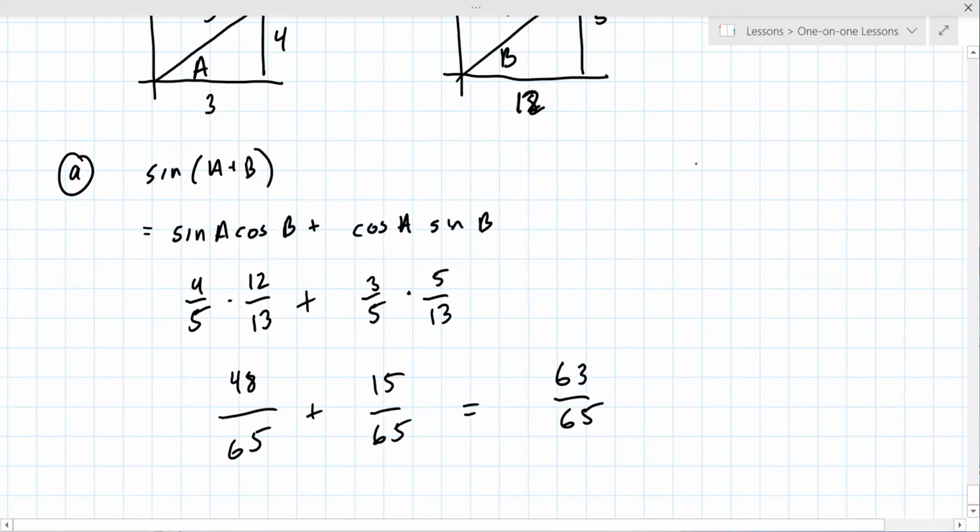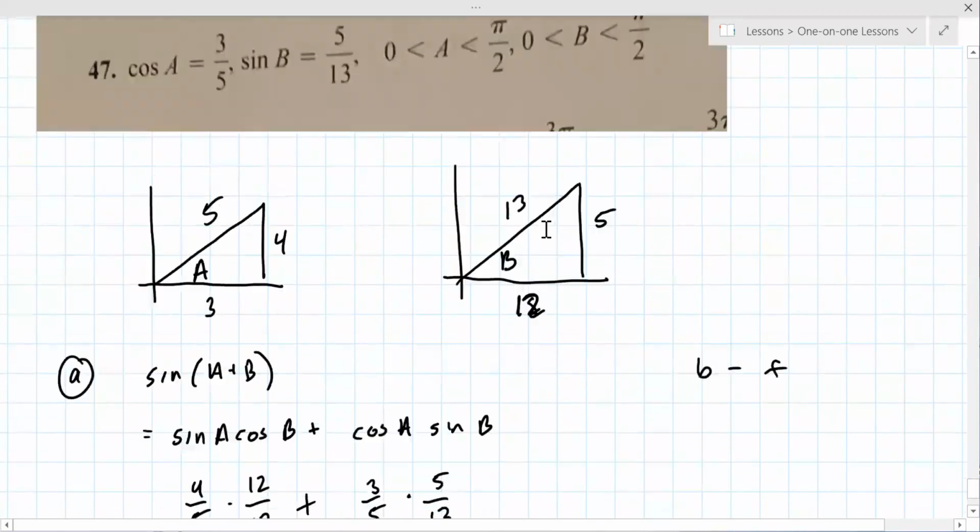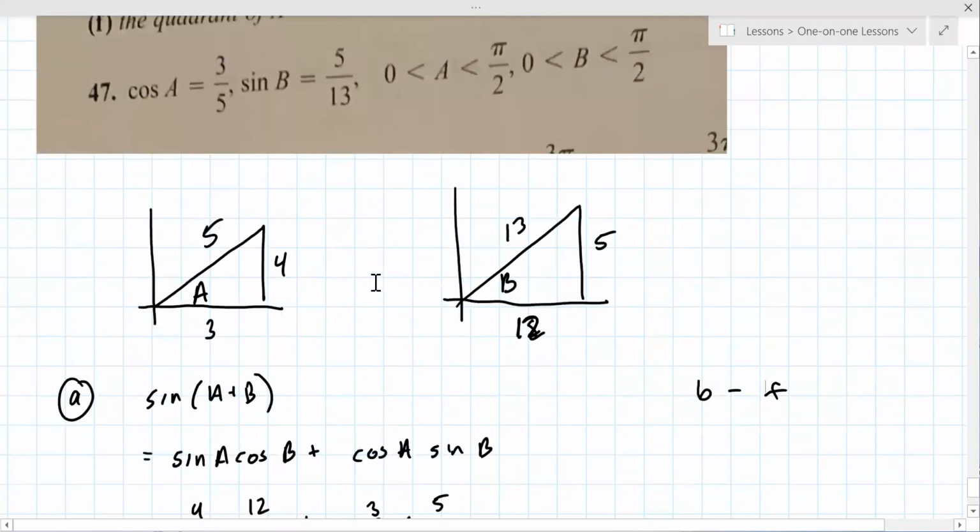So this is 48 over 65 plus 15 over 65, which becomes 63 over 65. For each part of this question, B through F, you go back to this triangle and pull off different values. You might do a double angle and a half angle. 47 is an example of a test question that totally summarizes whether you understand everything going on here. If it was unclear, we can always do it again, but we do have to cut off here for the lesson.